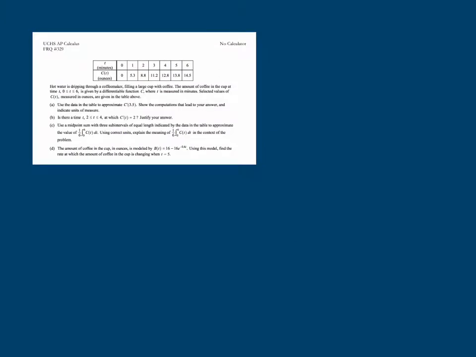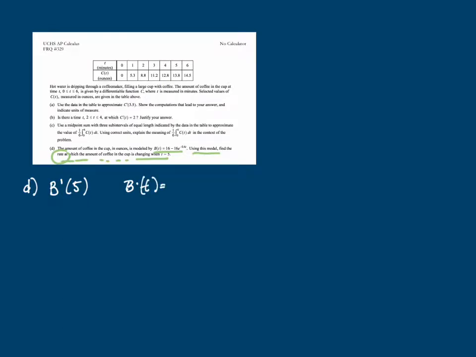Part D says the amount of coffee is modeled by this function. Using the model, find the rate, okay, that's the derivative, by which the amount of coffee is changing when t equals 5. So basically, isn't it asking us for b prime of 5? Yes, it is. So then we want b prime of t.